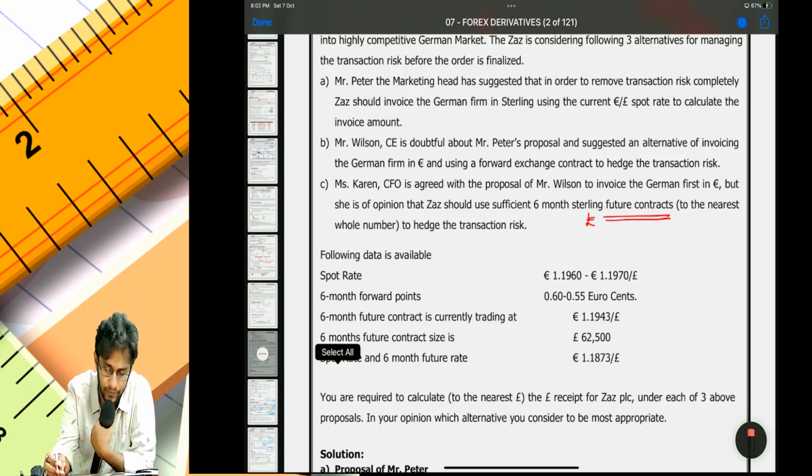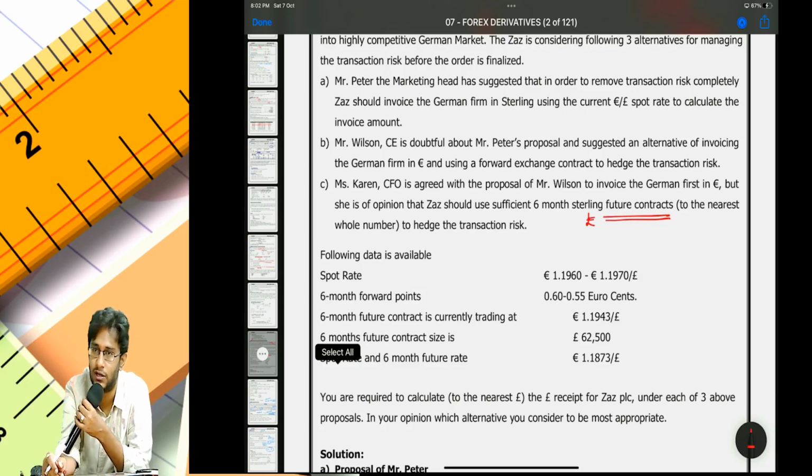Today's spot rate is given. 6-month forward points are 0.60 and 0.55 euro cents. Swap points are swap points. What should you do? You will add to the spot rate or minus from the spot rate. The result will be the forward rate. Here, which one do you have to do, minus or plus? Sure, minus, because they are in decreasing order. Where will you adjust that? First 2 digits, last 2 digits.